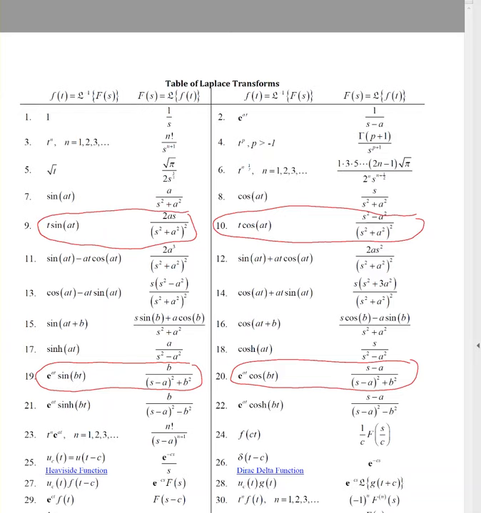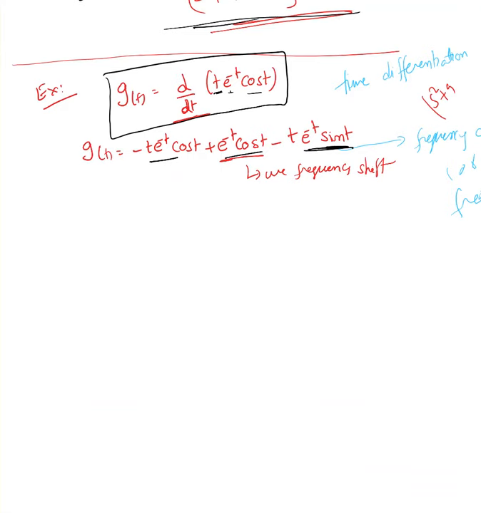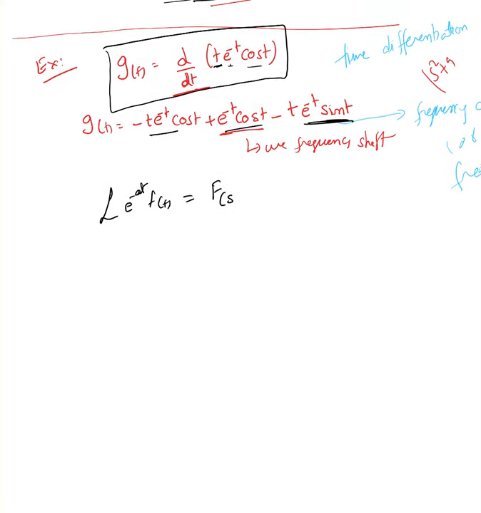So let me go back to the original. Okay, for me, I guess using the frequency shift property is a little bit easier. The frequency shift property is: Laplace transformation of e to the power of minus at f of t equals f of s plus a. So using the frequency shift property is a little bit easier, so that's what I'm going to do.